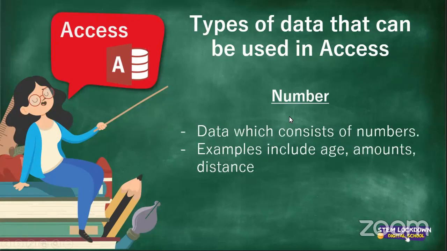Okay, the third one that we are looking at is a number. This is the type of data that we're going to use for cell phone numbers, the age of people, any sort of number value that you want to put into a database. You will set the data to a number. So like the description says over here, the type of data that is a number will consist of numbers, and the examples include age, amounts, or distances. Any one of those can be put into your database.